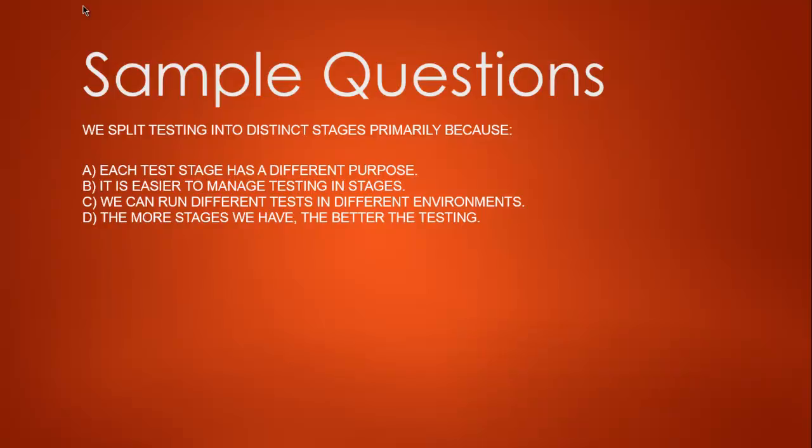Now let's take a look at option A. It says each stage has different purpose, so that is true, and that's why we do split testing. And for B, it is easier to manage testing in stages. That is not true. Just because it is easy doesn't mean we are going to split test it. Okay, so option here is A.